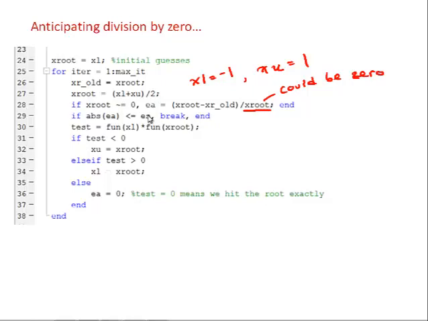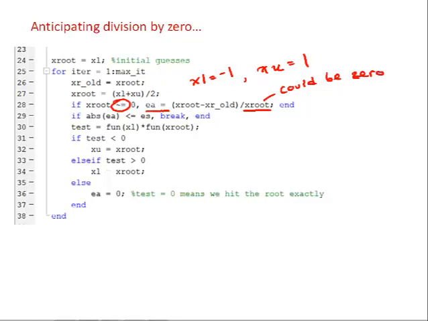And so the way that I've implemented that is by saying we are only going to calculate EA here if x root is not equal to 0. So if x root is not equal to 0, then we calculate EA and continue with the bisection as usual.